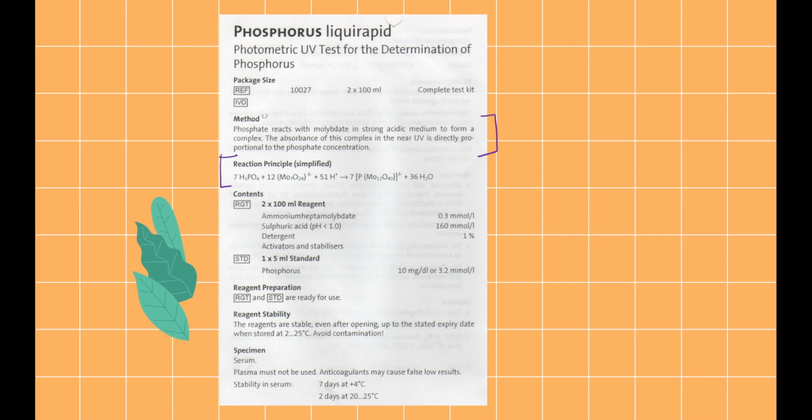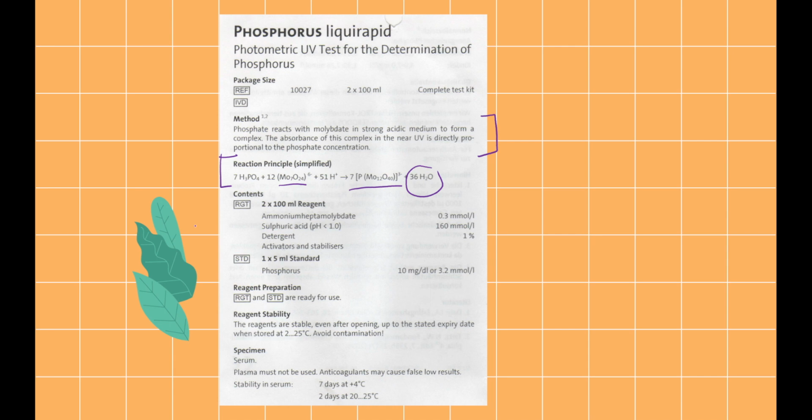Now, if we try to look at these chemical formulas, the first one, H3PO4, is referring to your phosphoric acid reacted with your molybdenum. This is your molybdenum plus your hydrogen ions, and then our product would be your ammonium phosphomolybdate, releasing around 36 water.